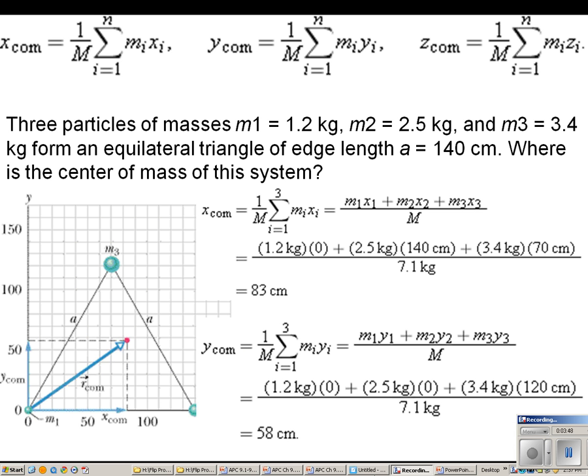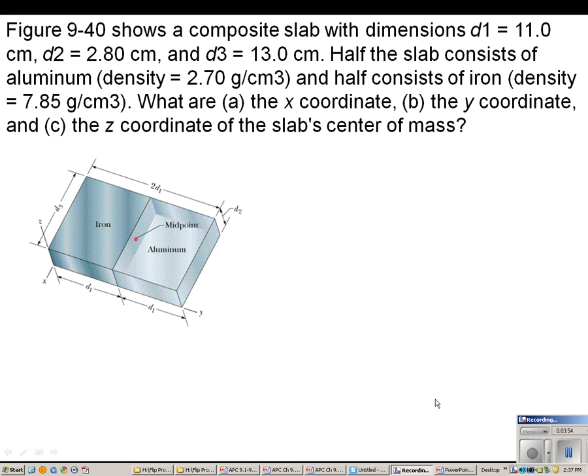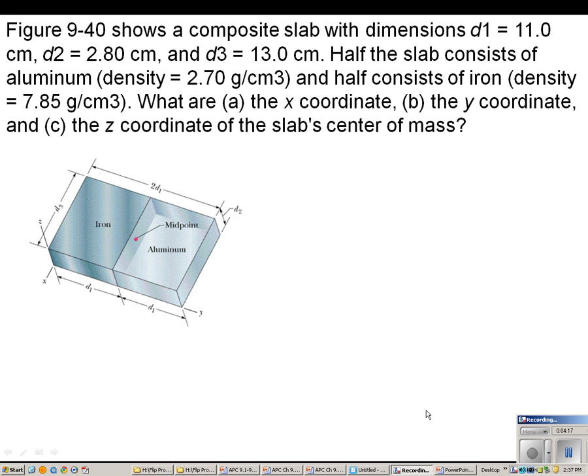Now we want to find the center of mass of not a system of particles, but of a material. So we have this figure that shows a composite slab with dimensions of 11 centimeters by 2.8 centimeters by 13 centimeters. Half the slab consists of aluminum, and half consists of iron. What are the x-coordinate, y-coordinate, and the z-coordinate of the slab's center of mass? So take a minute here and think about how you would solve this problem.